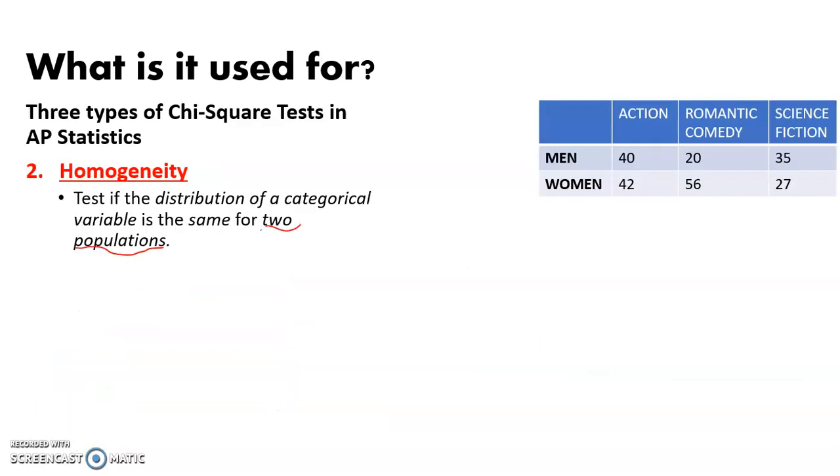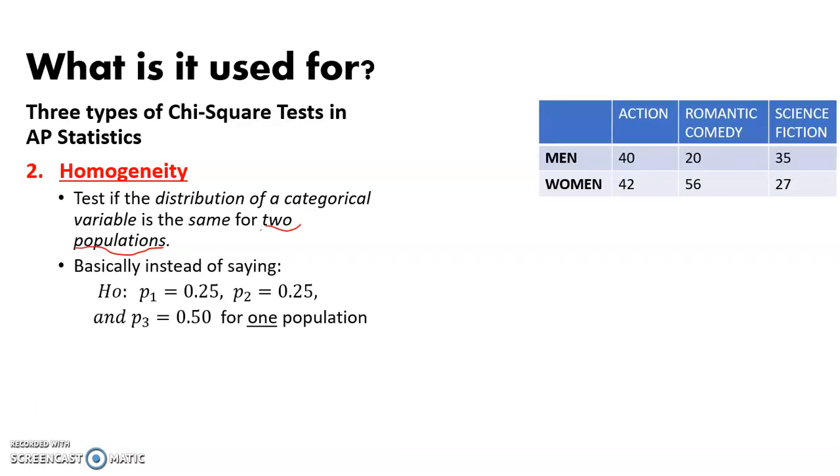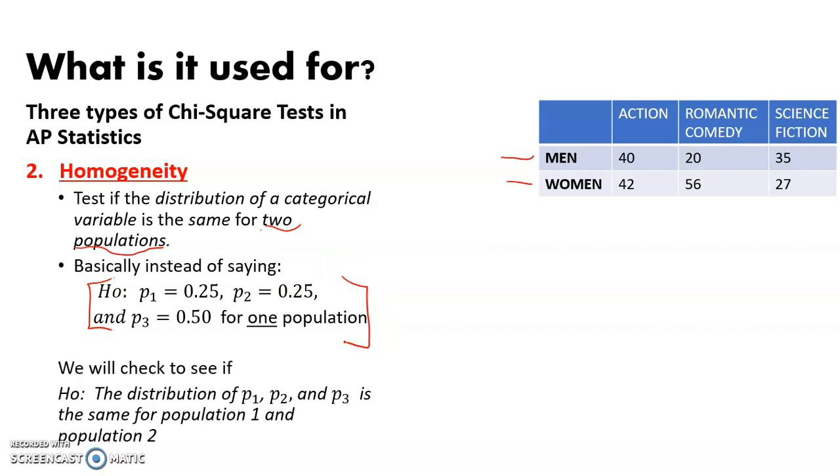With the chi-squared test for homogeneity, you're looking at 2 populations. Like, I'm going to look at men and at women. And basically, instead of saying, again, that here's what the proportions look like in this one population, we're going to check to see if the proportions are the same for both populations.